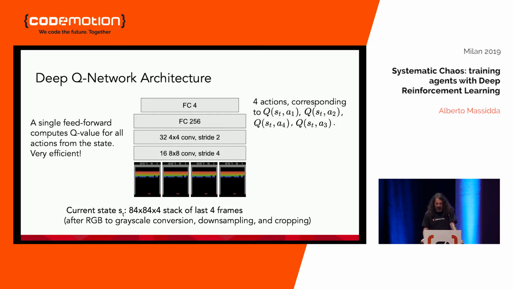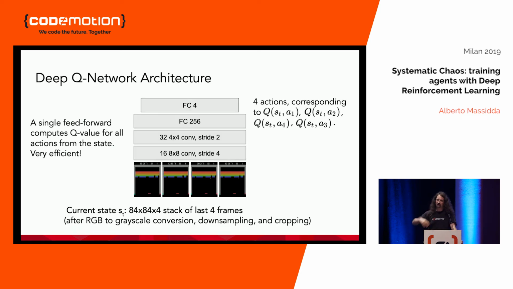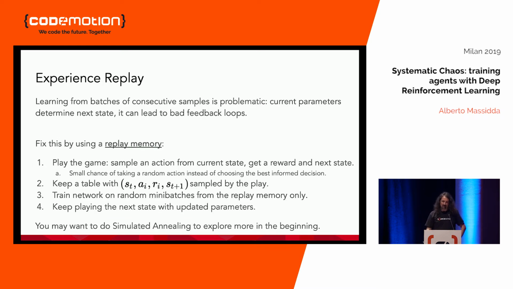And you might appreciate how a single feed-forward network computes the Q value for all the actions from the current state. So it's really efficient. This works, so you let the game unroll, the agent loses a lot. After 20 minutes of training, it's able to play, and after 2 hours of training, it's able to play like a pro. It's also able to dig a tunnel into the bricks and have the ball break all the bricks from the upside. There's a problem with this.